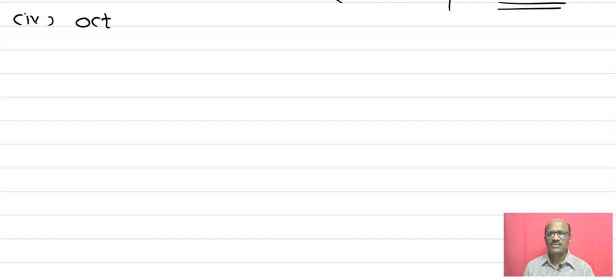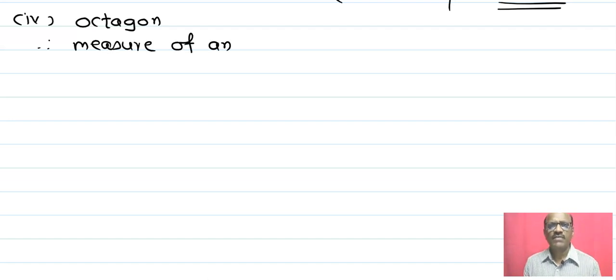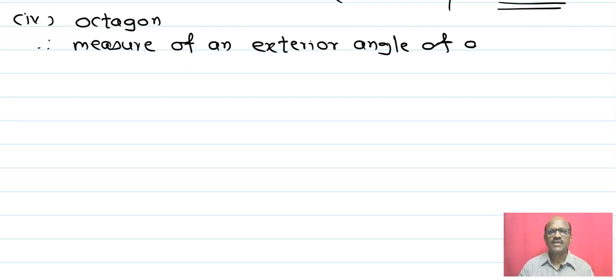Now the next is octagon, where n is equal to 8. First of all, we will find the exterior angle, that is 360 upon 8.